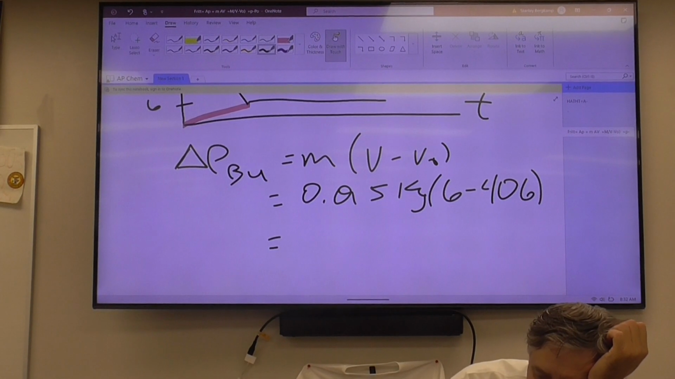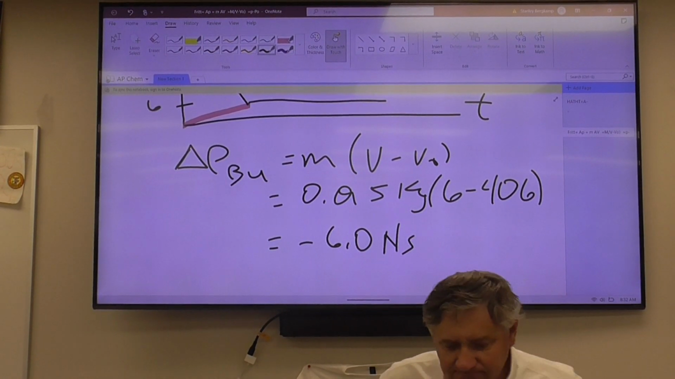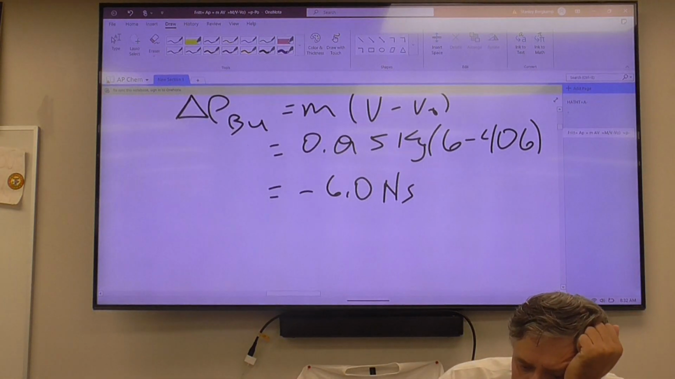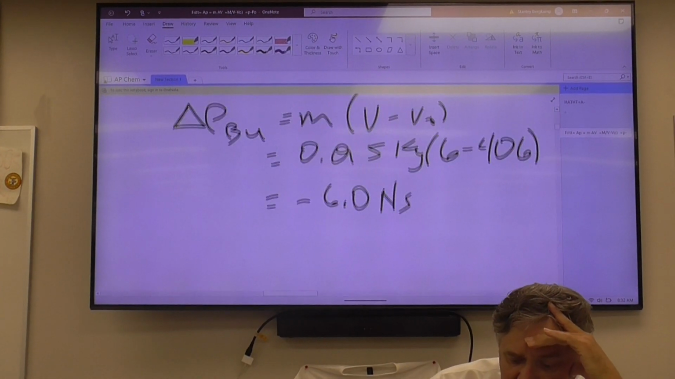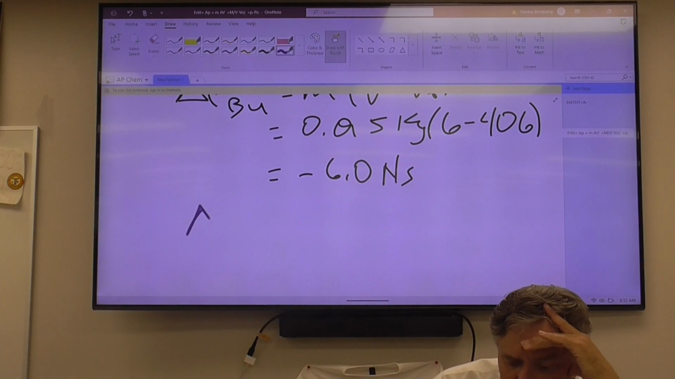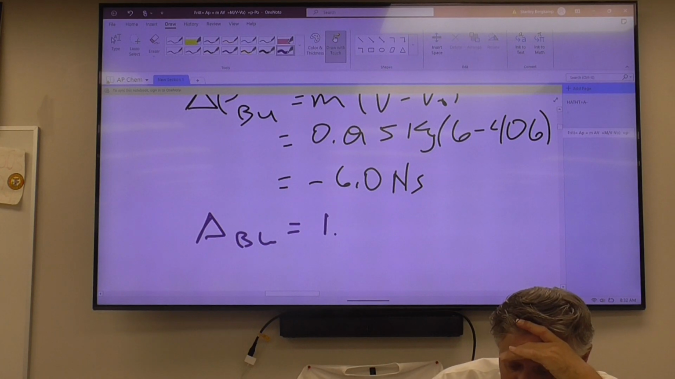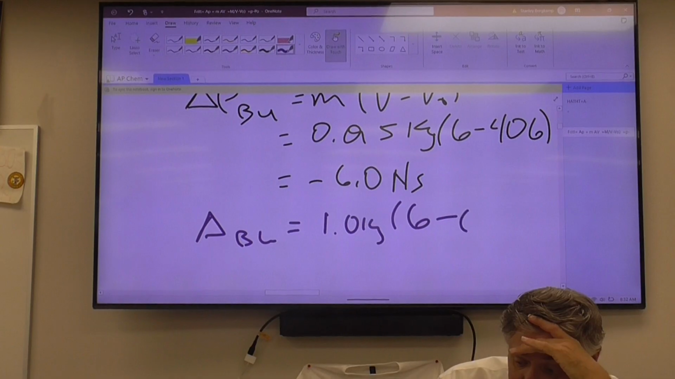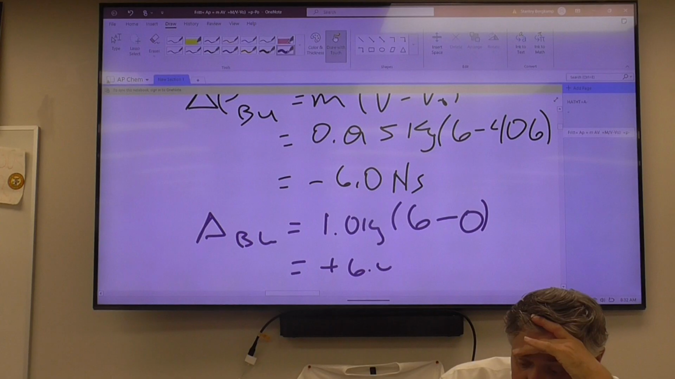It's -6.0 Newton seconds. Cool, got it. Now, did the block's momentum change? Yes. The change in momentum of the block is going to be its mass, which is 1 kilogram, times its final velocity of 6 minus its initial velocity of 0. So the change in momentum of the block is 6 Newton seconds.